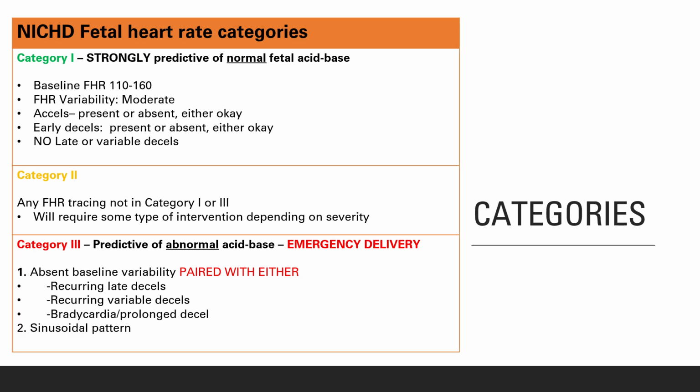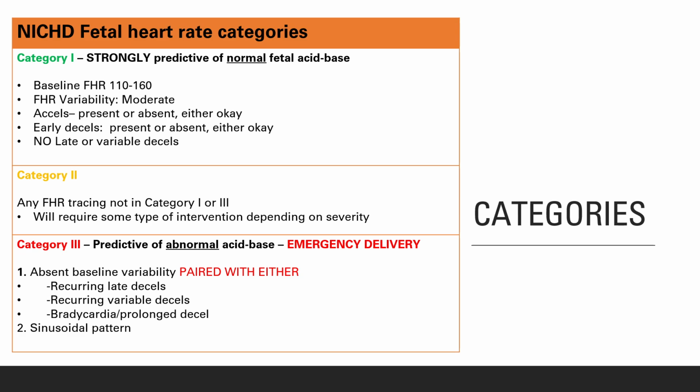Category 1 tracing means that the baby is doing great, right? It's perfect. It's healthy. We have a normal baseline, a normal heart rate. There's variability, there's accelerations, there's early decelerations, and no late decelerations or variable decelerations. So that's considered a category 1 tracing. Category 2 tracing is basically a tracing that requires intervention, specifically for variable decelerations and late decelerations.